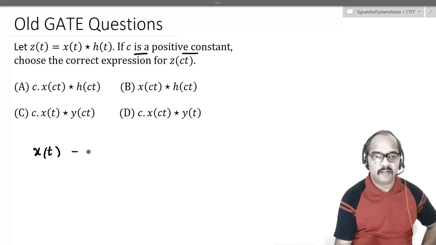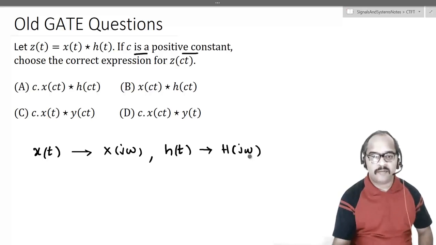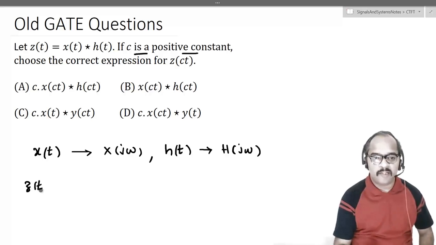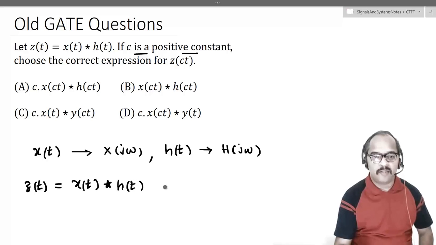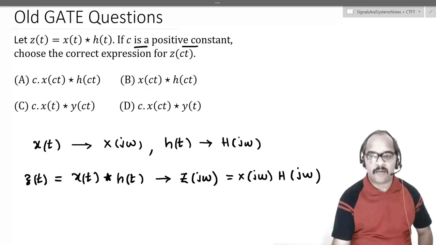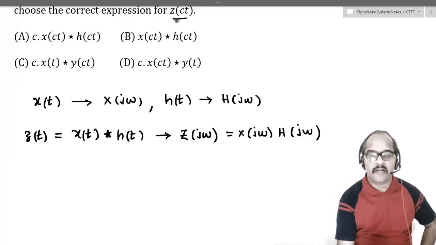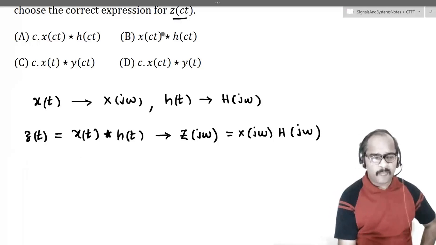We have a signal x of t whose Fourier transform is x of j omega. We assume this, and we have another signal h of t whose Fourier transform is h of j omega. So z of t is defined as x of t convolved with h of t. This will have as Fourier transform Z of j omega, which is equal to x of j omega multiplied with h of j omega. That is the Fourier transform of the signal z of t.